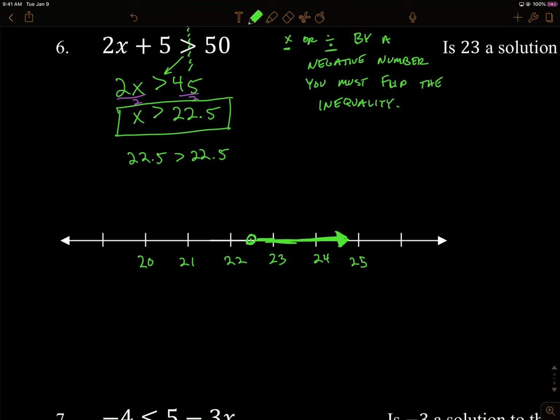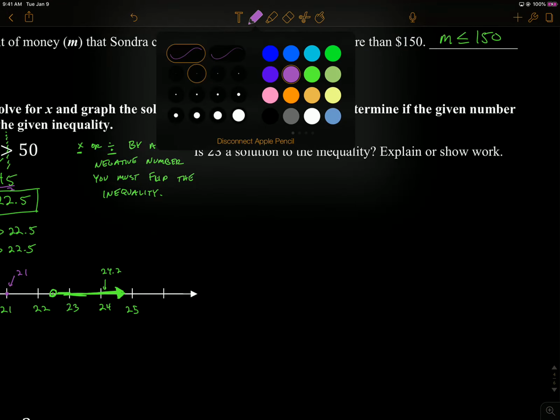So I can pick any number off of that shaded part. Let me say I'll pick 24.2. If I plug in 24.2 for x, I get a true statement. 24.2 is larger than 22.5. Conversely, if I pick a number that's not graphed in the solution set, like 21, and plug it into my statement, I get 21 is larger than 22.5. That is a false statement. That's why it's not shaded. It's not a solution.